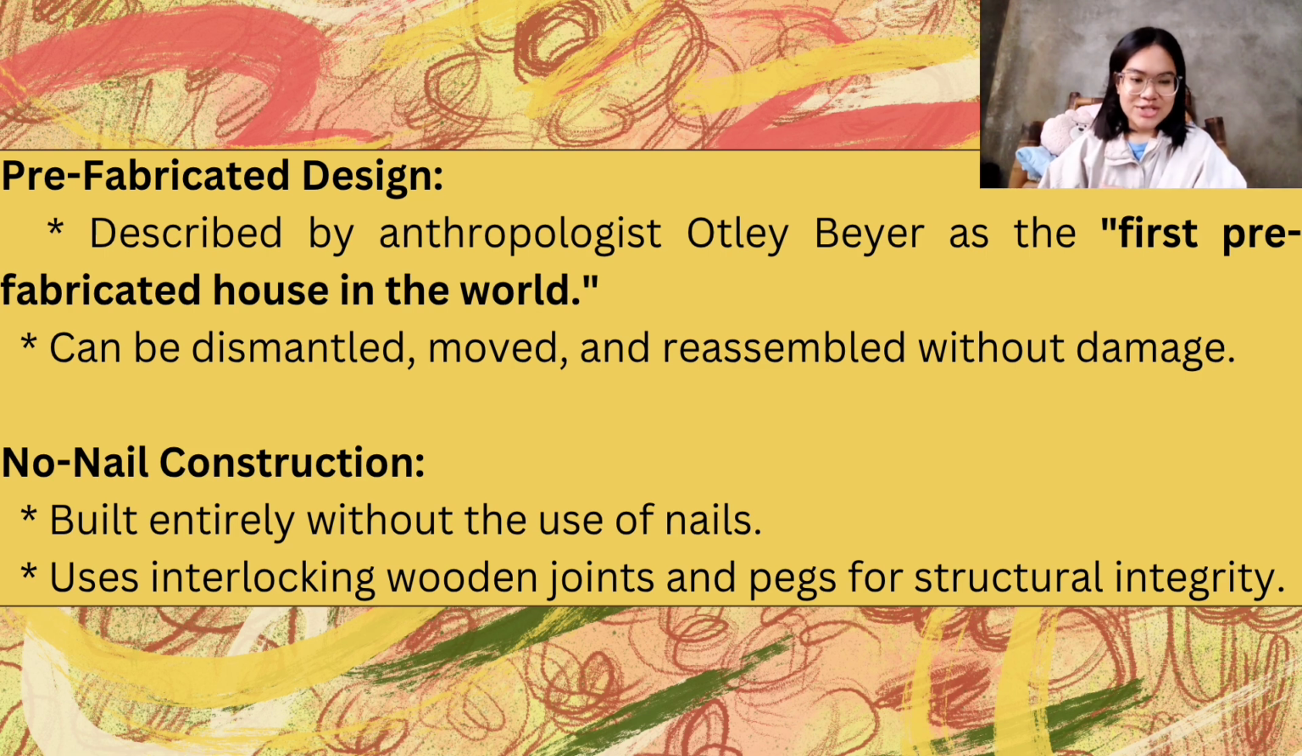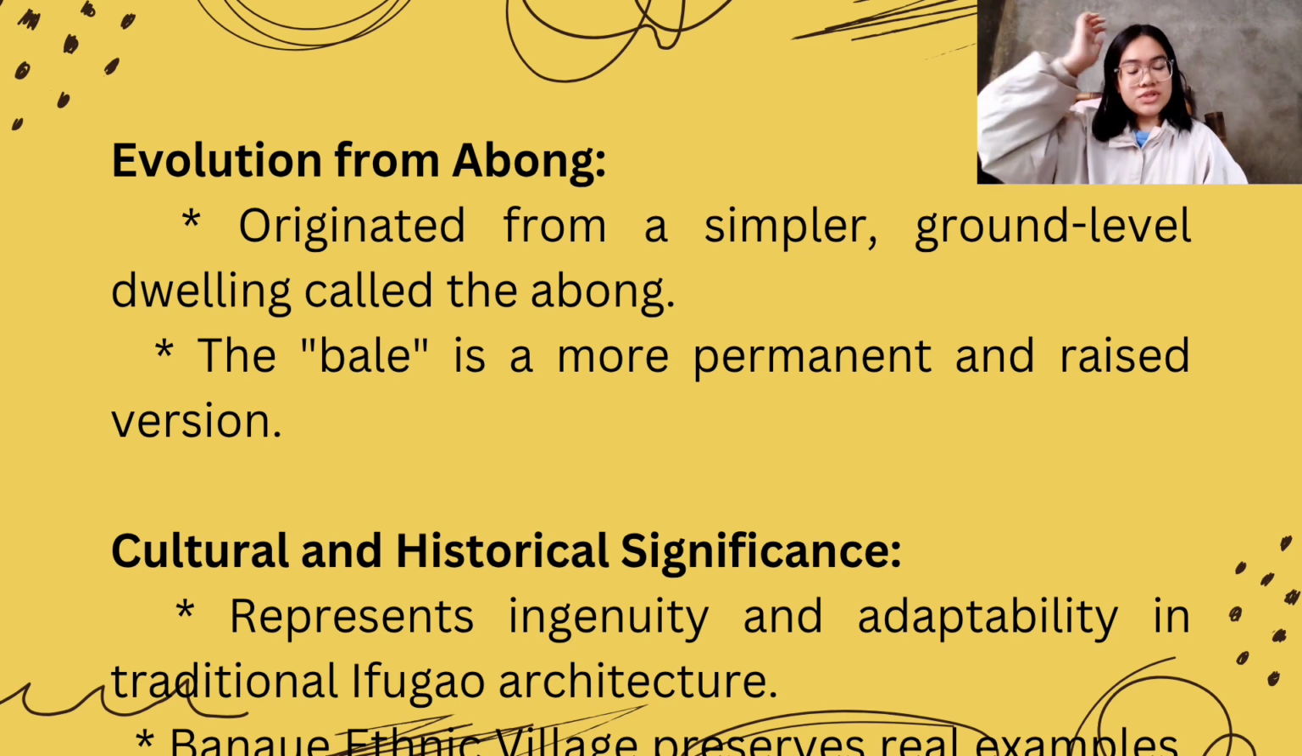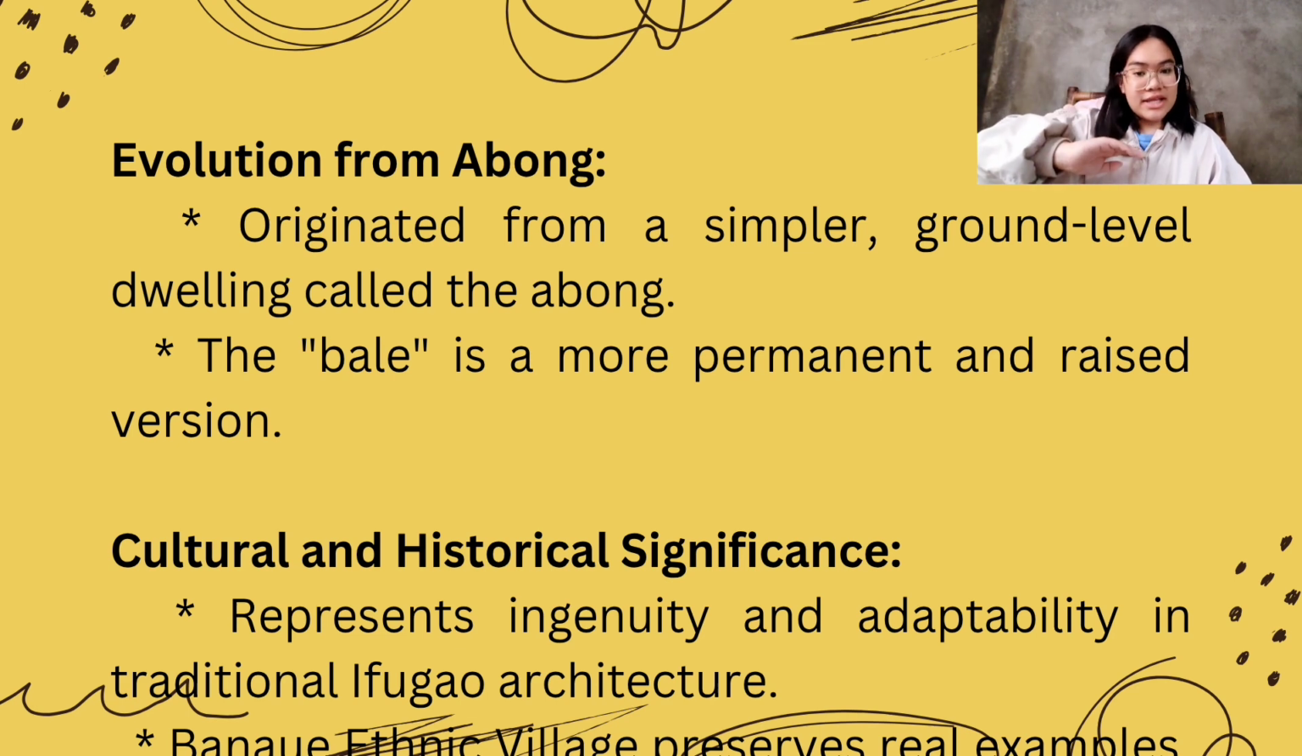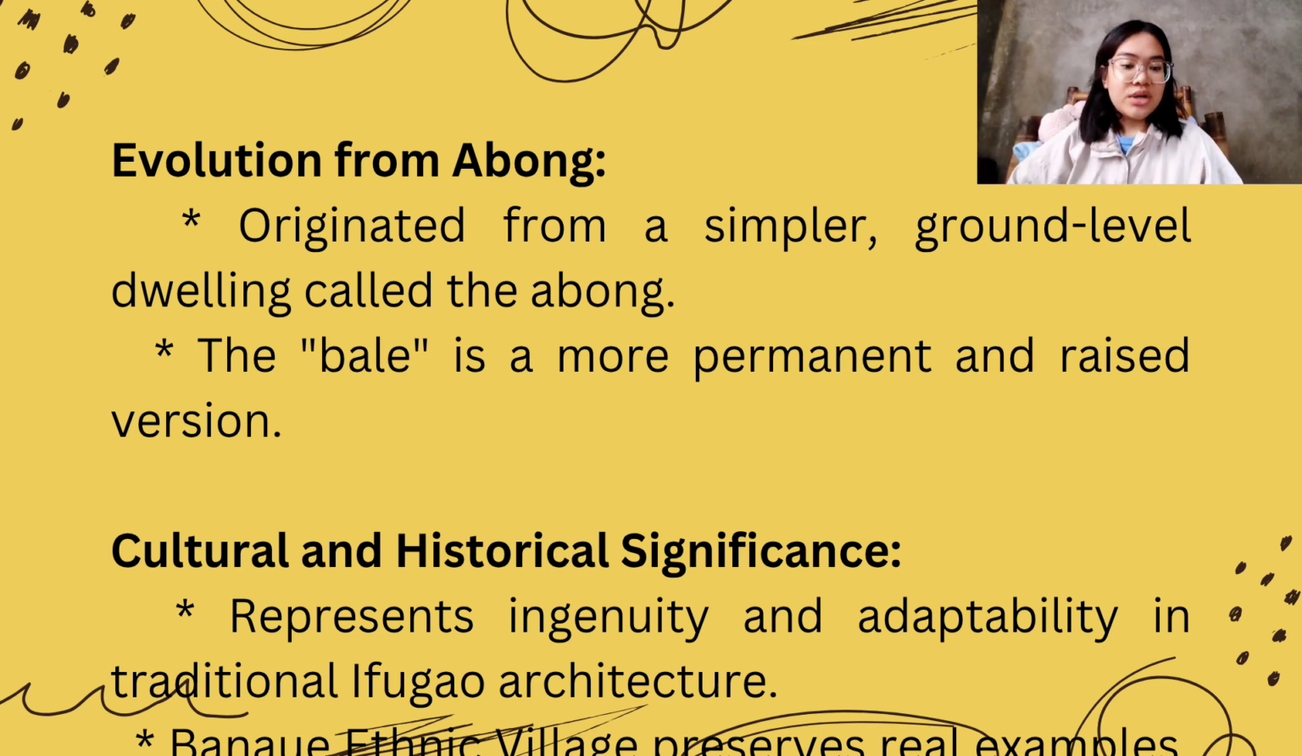Its no-nail construction means it is built entirely without the use of nails. It uses interlocking wooden joints and pegs for structural integrity. As for its evolution, it originated from a simpler ground-level dwelling called the abong, as the bale is a more permanent and raised version. Its cultural and historical significance represents ingenuity and adaptability in traditional Ifugao architecture.